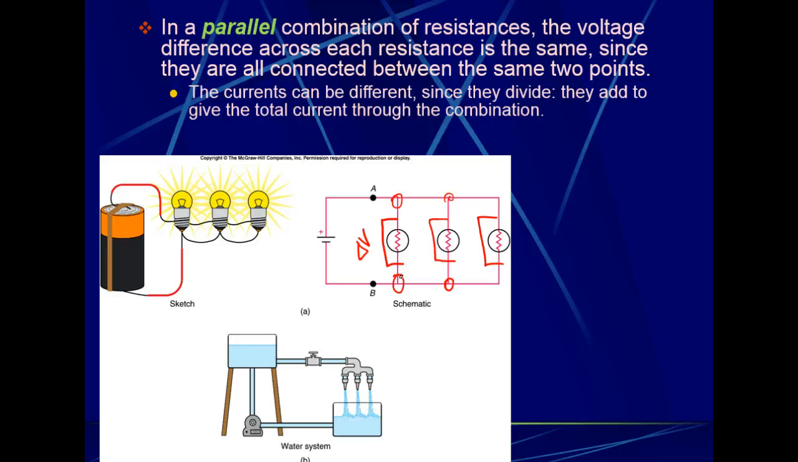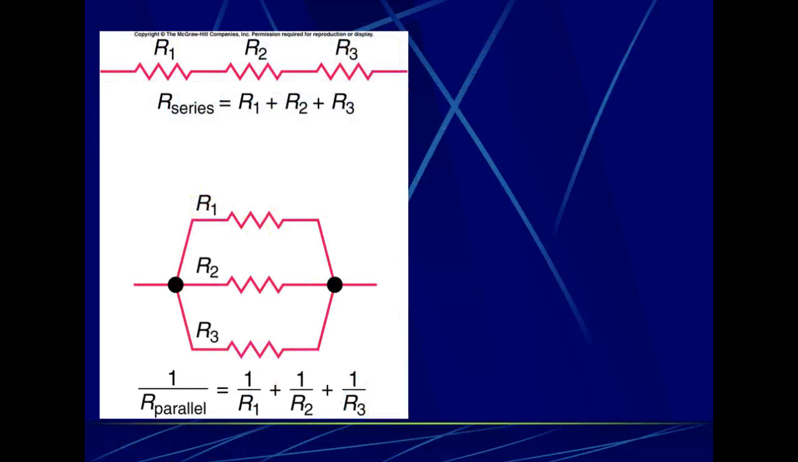That means that the currents can be different. Because the currents split up, they can be different. And we're going to get a portion of the current going through each individual branch.